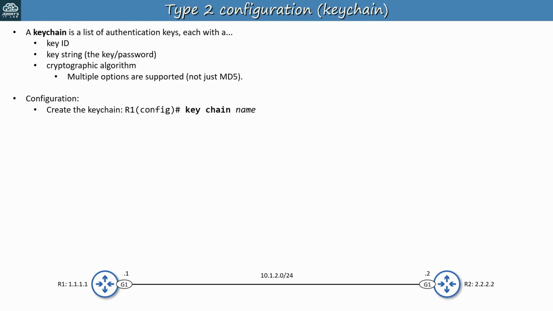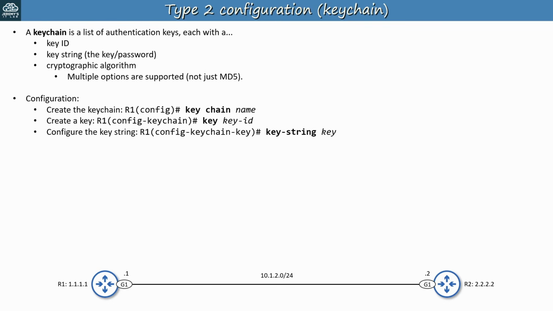First, create the keychain with keychain and then a name. Then create a key with key followed by a key ID, which is a number like we saw before. Then configure the key string with key-string followed by the actual key, the password. Then specify the algorithm with cryptographic-algorithm followed by the name of the algorithm.